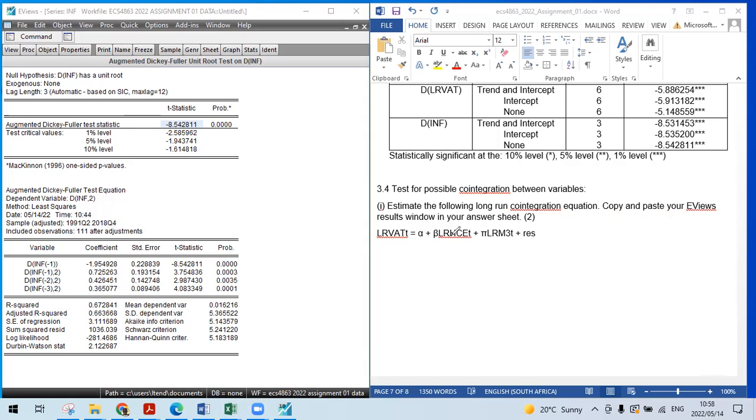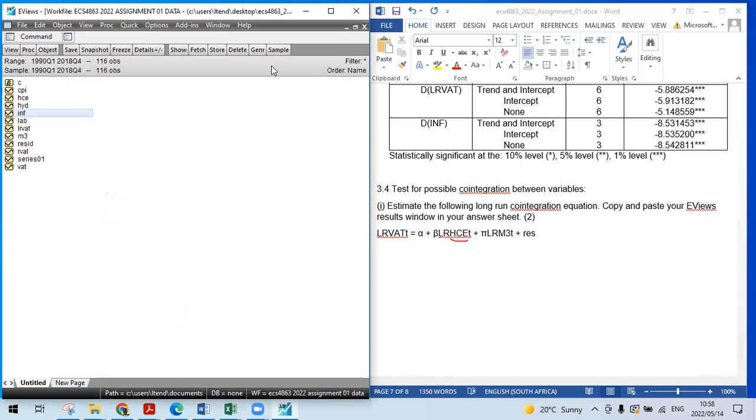Guys, can you see that in our data set? Let me show you here. Let me go to EViews. If you look closely, the HCE here is not in real terms, it's nominal. But here, we need it to be in real terms and we log it. If you look at M3, the M3 here is nominal, but it should be in real terms and we log it. So this is what we should do quickly before we do anything.